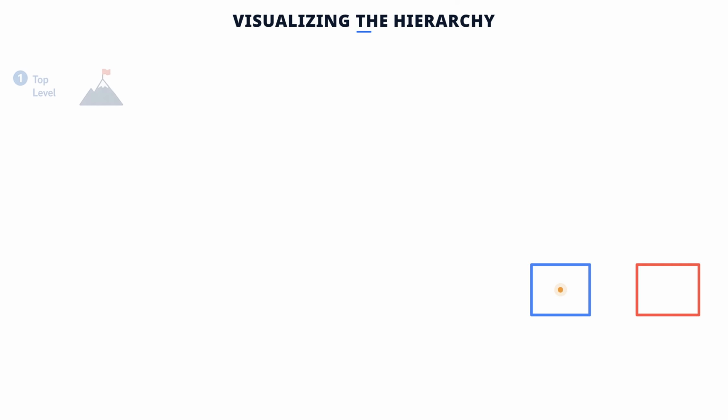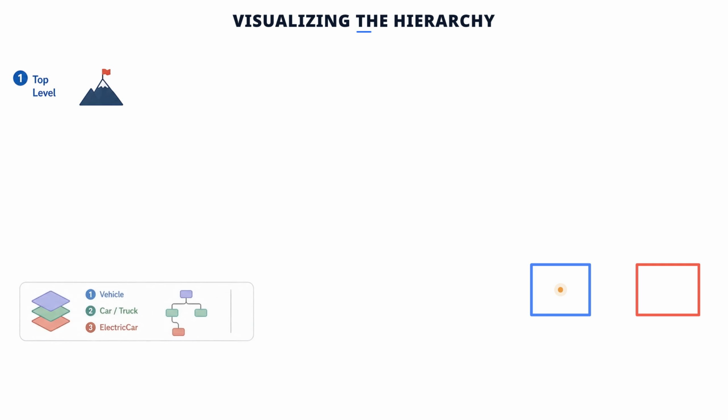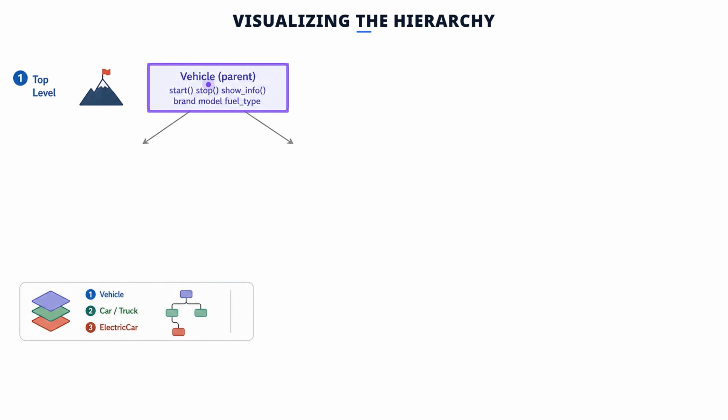Let's see how this hierarchy actually looks in practice. Right here at the top of our tree, we have the parent vehicle class. Think of this as the blueprint that holds universal features. It contains shared methods that apply to any vehicle, like starting, stopping, and showing info, along with basic attributes for brand, model, and fuel type.